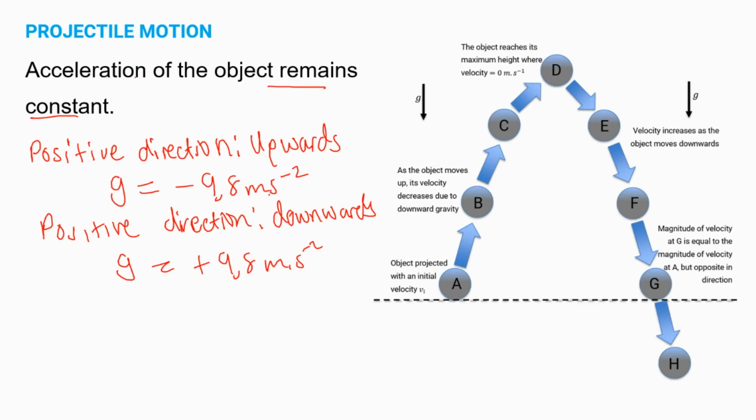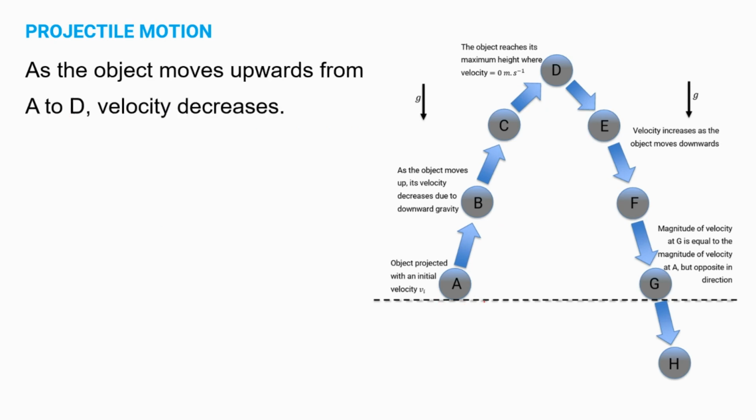Remember that. So the acceleration remains constant, but we're going to talk about choosing the positive direction in our next tutorial. I just want to describe the projectile motion in this tutorial. As the object moves upwards from A to D, velocity decreases. Why? Because acceleration due to gravity is downwards. So as the object moves upwards, velocity decreases. Please take note of that.